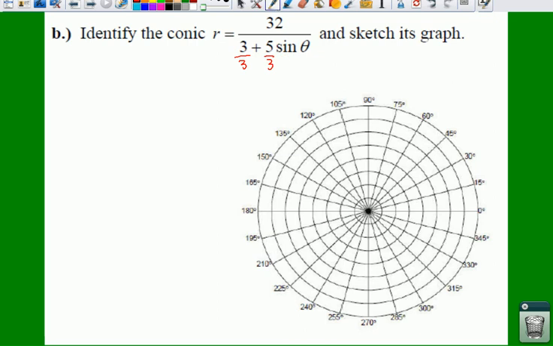Oh, I see why. Actually, I don't want this to be a 5. I do want this to be a 1 here. So make this a 1, not a 5. So if you divide everything by 3, that will give us r equals 32 over 3 all over 1 plus 1/3 sine of theta. So your e value here is going to be 1/3, which means we are going to have an ellipse.